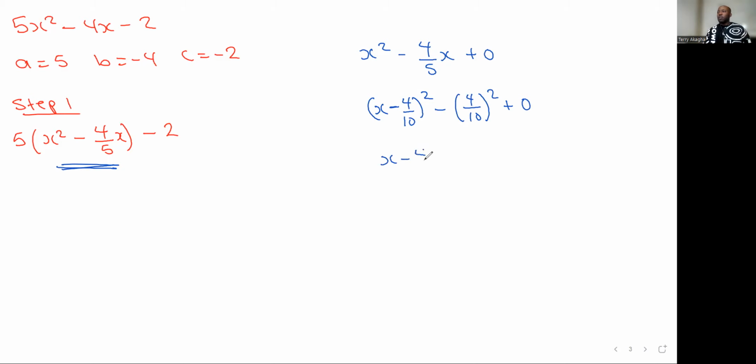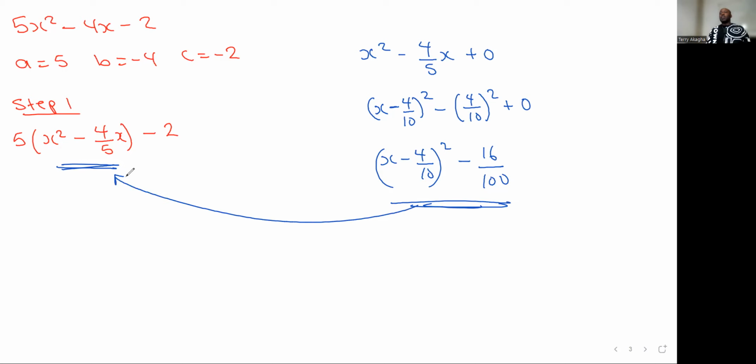That means this is going to give you x minus 4 over 10 all squared minus 16 over 100. Then all this value, I'm going to take it back and put it back into the bracket. So it's going to give me 5 into x minus 4 over 10 squared minus 16 over 100 minus 2. So I'm replacing this with this now. Are you seeing it? Then the next step is that we have to open the bracket.